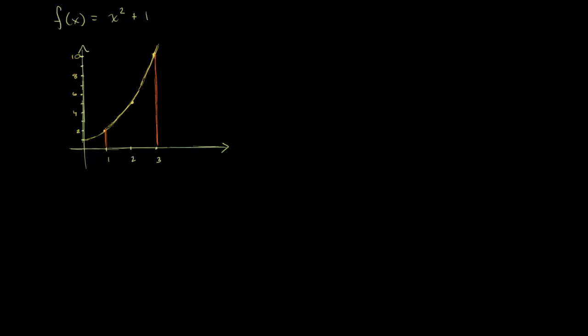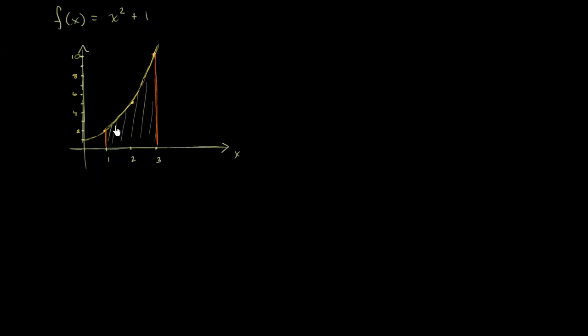What we're going to try to do in this video is approximate the area under the curve y is equal to x squared plus 1 between the interval x equals 1 and x equals 3. And we're going to approximate it by constructing 4 rectangles under the curve of equal width. So let's first think about what those rectangles look like.